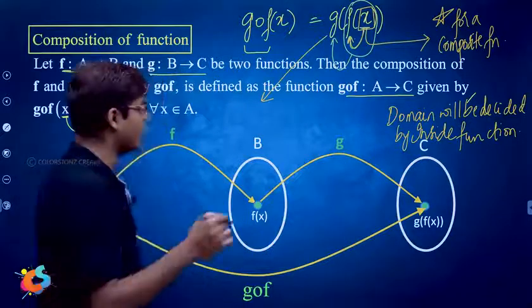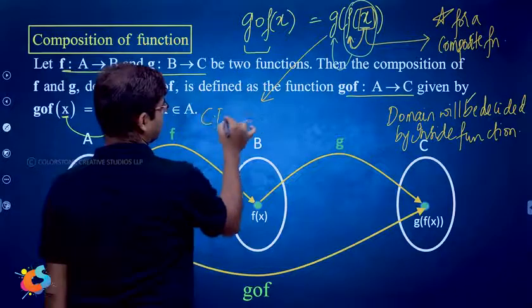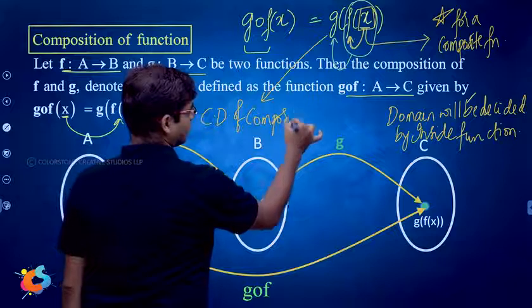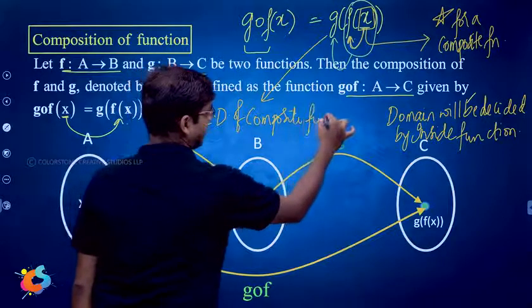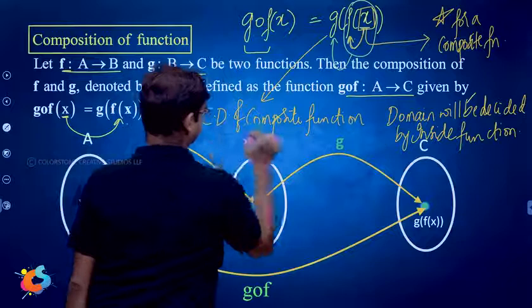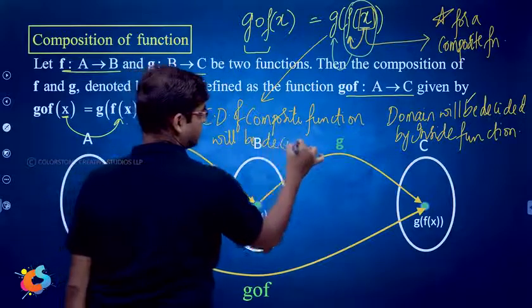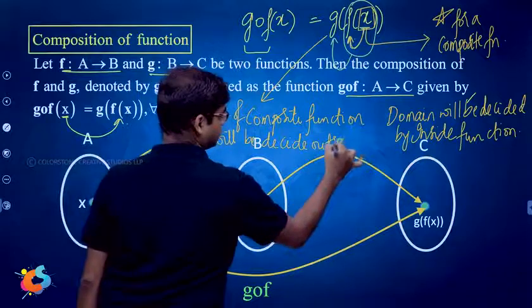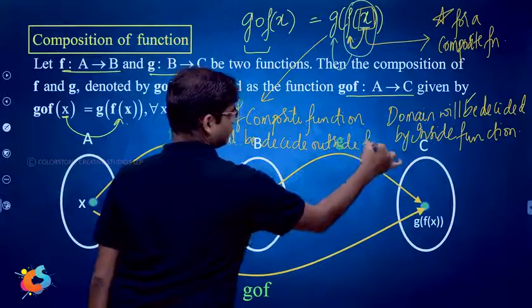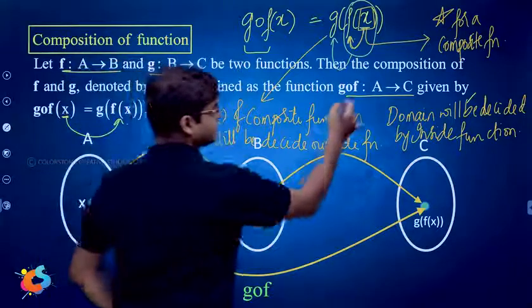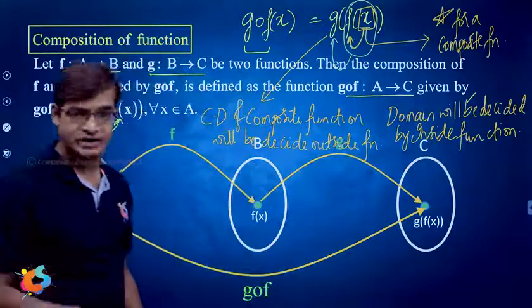So simply now I will say that the codomain of a composite function will be decided by the outside function. So now we are very clear why we have g circle f mapping from A to C.